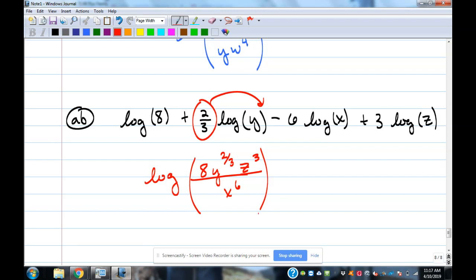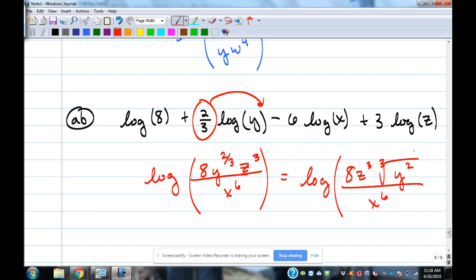But Lily Beth is right. That fraction exponent, usually we want to convert those back over to roots. So the 2/3 power, that's going to be the same as log base 10 of 8 z to the 3rd. And then the denominator's a 3, so that means it's a cube root. And then it's got a 2 as the numerator, so that's y squared inside, and x to the 6th.